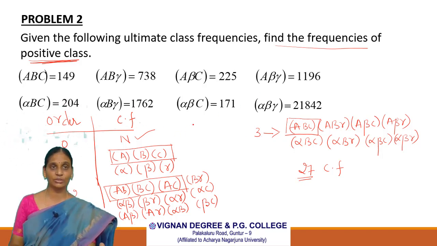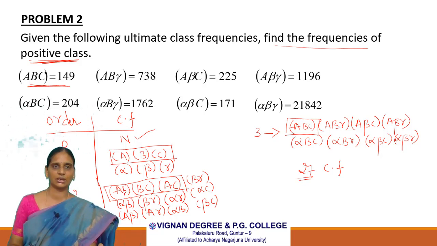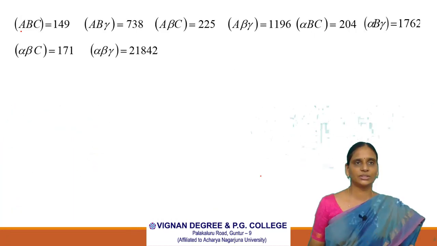Now in this problem, the frequency of ABC value is given as 149, and the remaining class frequencies, these are 1, 2, 3, 4, 5, 6, 7, are also given. Now we are calculating these 7 values. So this is the third order positive class frequency.